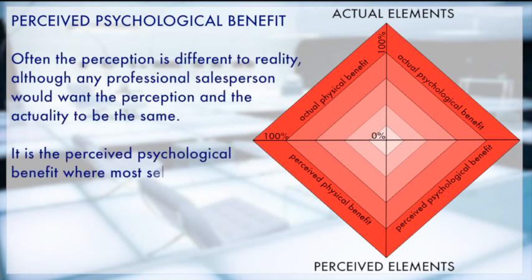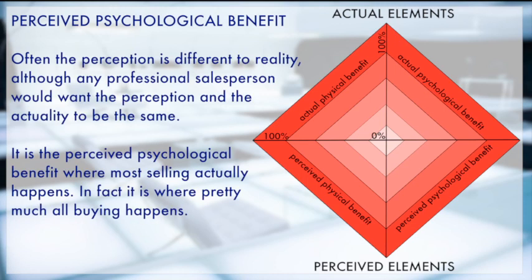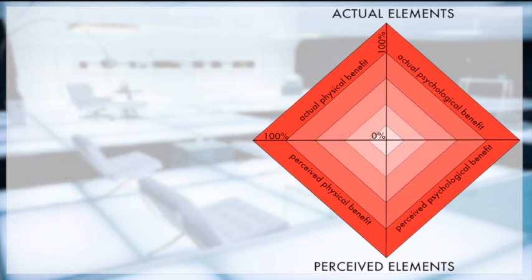Now let's look at the perceived psychological benefit. Often the perception is different to reality, although any professional salesperson would want the perception and the actuality to be the same. It is the perceived psychological benefit where most selling actually happens. In fact, it's pretty much where all the buying happens. So bear that in mind when you're selling.